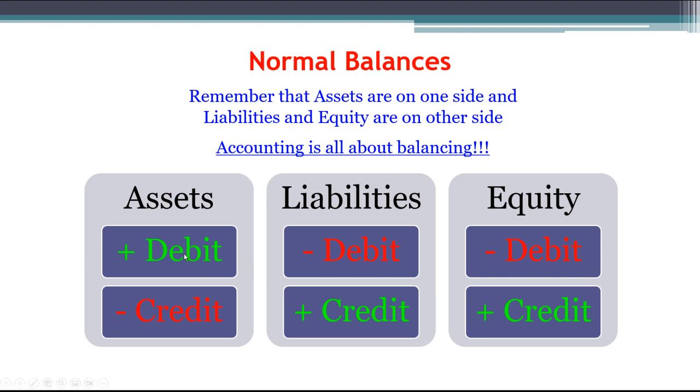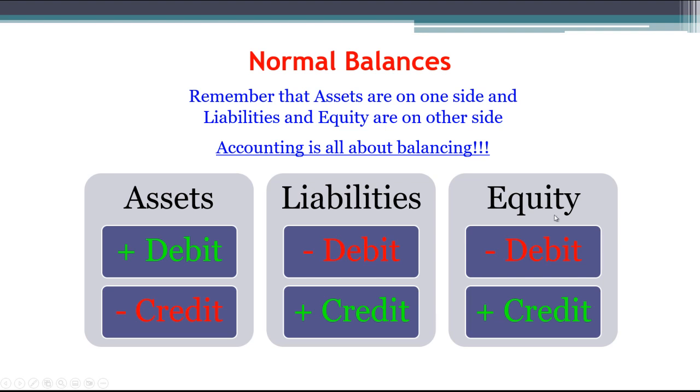So remember that assets are on one side and liabilities and equity are on the other. The normal balance rule for assets is that a debit increases the assets. In other words, the assets have a normal debit balance. Credits decrease them. It's the opposite. So assets have a normal debit balance, which tells us that liabilities and equity have to be the opposite in order to balance. So liabilities and equity overall have normal credit balances. They're increased by credits and they're decreased by debits.